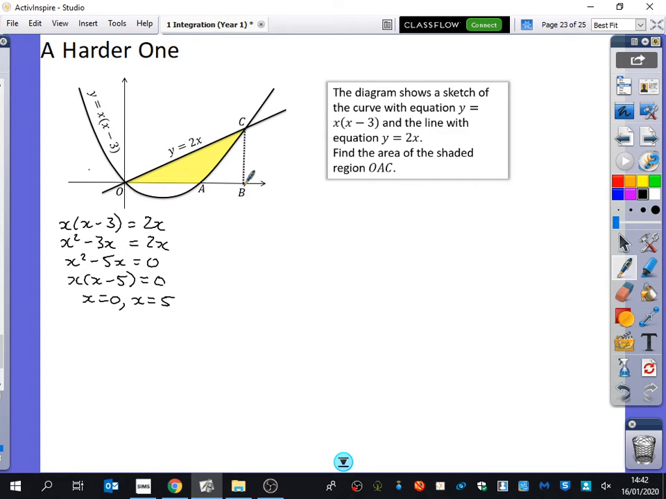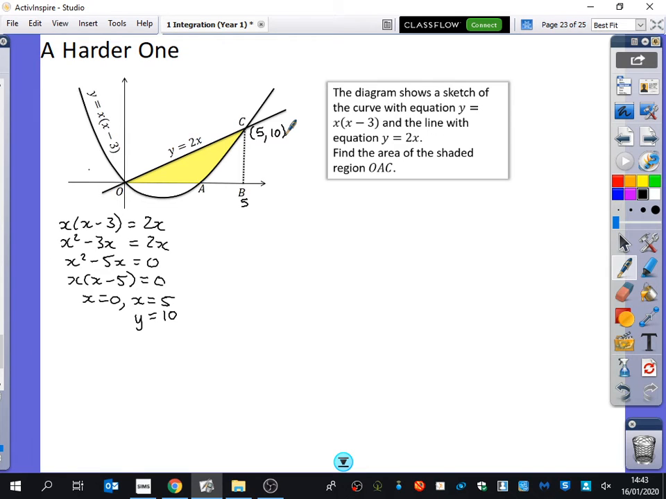This coordinate that we have down here is 5, but I kind of want to find out what the y coordinate is here. How would I find out what the y coordinate is? Times it by 2, because it's just y equals 2x. So the y coordinate here would be 10. So I have 5, 10 as the coordinate of C.